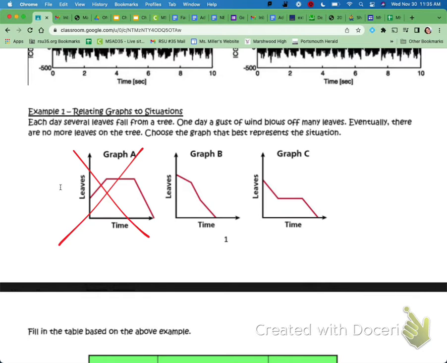Now, if they are falling from a tree, and then one day a gust of wind blows off many leaves, would that be a steeper or a less steep drop? It would be steeper. So here we kind of have a constant, and then it stays the same, and then it drops. So I'm thinking B, right? Yeah. So we have some leaves dropping. Here is my gust of wind, happening right in this section. And then eventually more leaves fall off until there are no leaves left on the tree. So B, I agree with that one. Circle it.